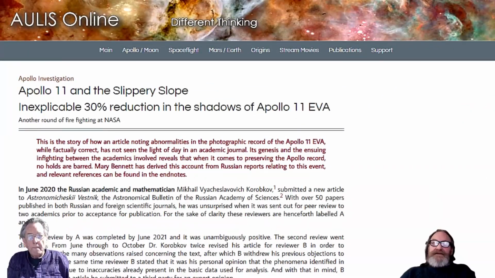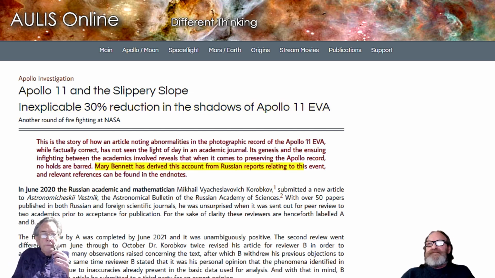I was looking at this ALICE article here, and it's called Apollo 11 and the Slippery Slope, Inexplicable 30% Reduction in the Shadows of Apollo 11 EVA. Mary Bennett has derived this account from Russian reports relating to this event, and relevant references can be found in the end notes.